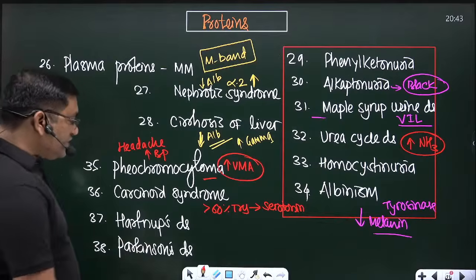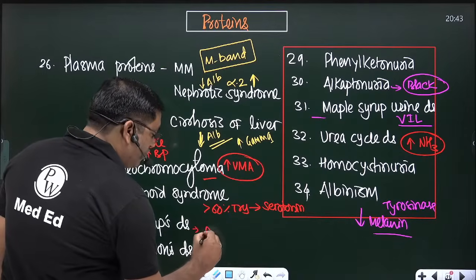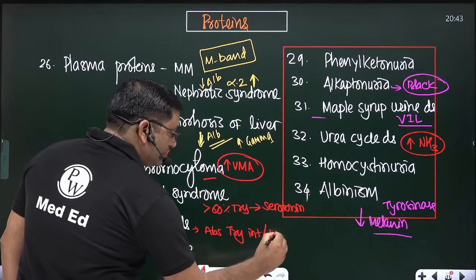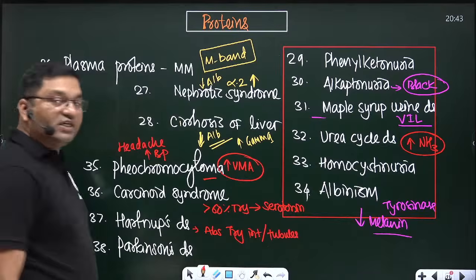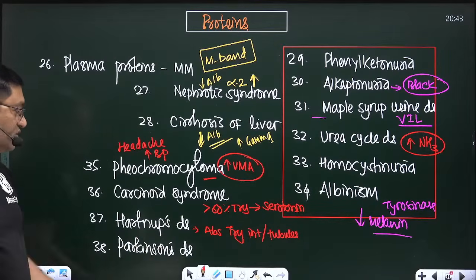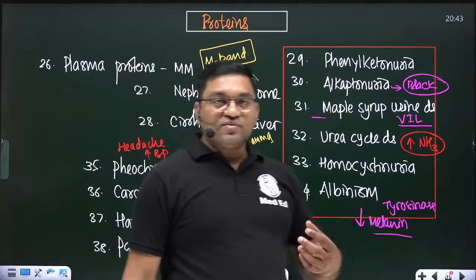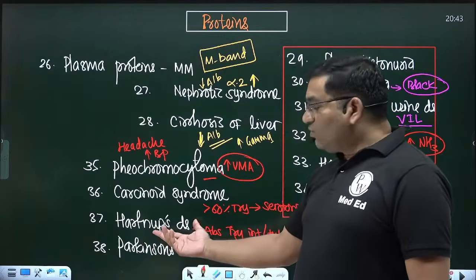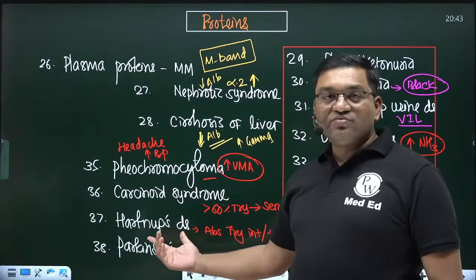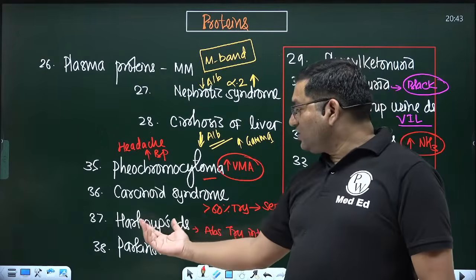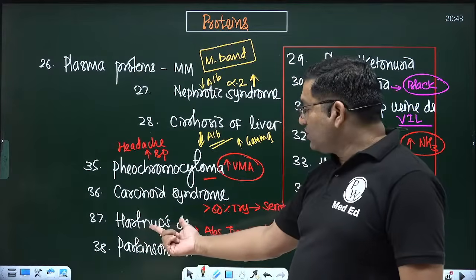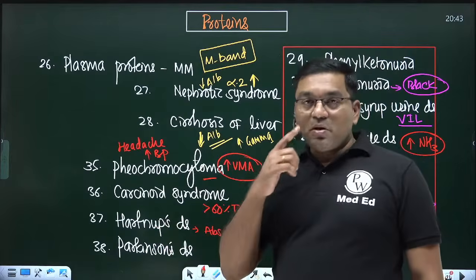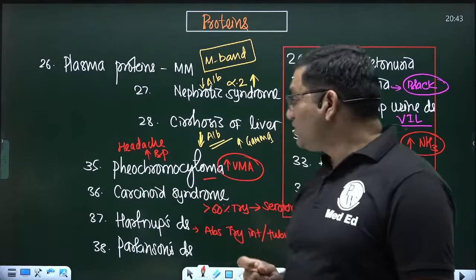Then Hartnup disease, a defect in the absorption of tryptophan from the intestine and renal tubules. There is ataxia, meaning loss of coordination, and mental retardation. Blue staining of the diaper can occur in Hartnup disease. Tryptophan is converted into niacin, so niacin production is decreased. So pellagra-like symptoms, that is diarrhea, dementia, and dermatitis, may be there in Hartnup disease.